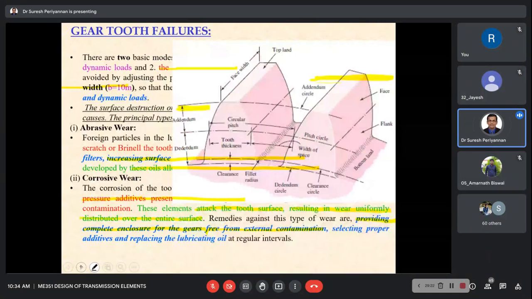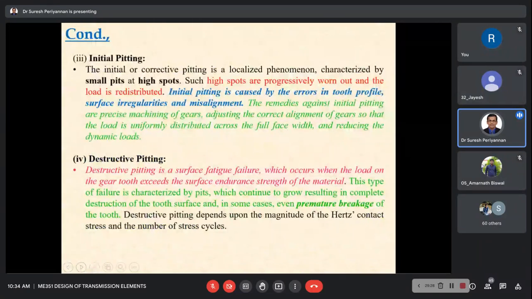Now I come to initial pitting and destructive pitting. Initial pitting, the corrosive pitting, is a localized phenomenon. It is characterized by small pits and high spots presented on the surface of the tooth. Such high spots are progressively worn out and the load is redistributed. When high spots are present on the tooth surface, they will be progressively worn out and the load is going to be redistributed.